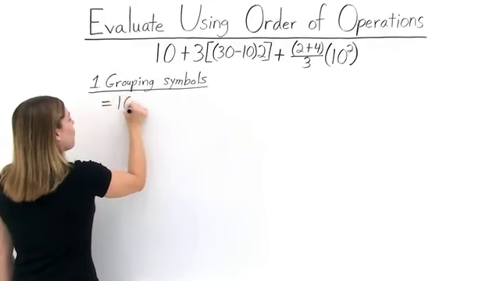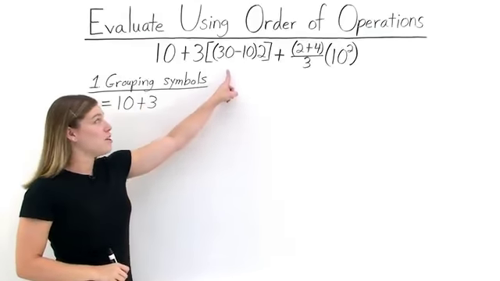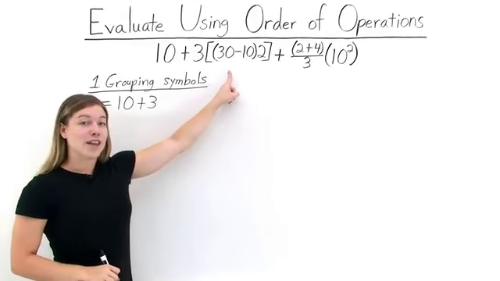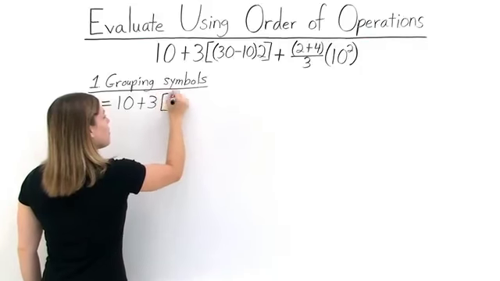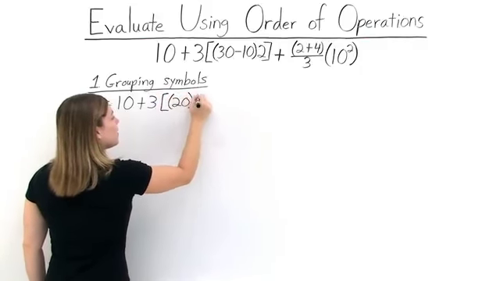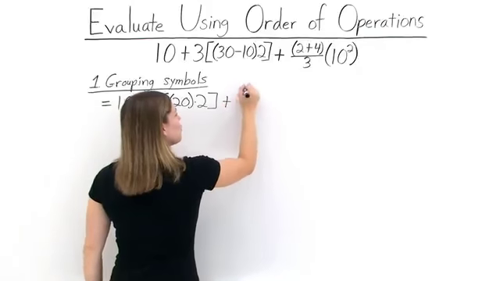Now remember, when we're dealing with grouping symbols, if we have multiple grouping symbols, like we do right here, we need to evaluate the innermost grouping symbol first. So here, we need to take 30 minus 10 first. And 30 minus 10 is 20. We also have 2 plus 4, which will equal 6.